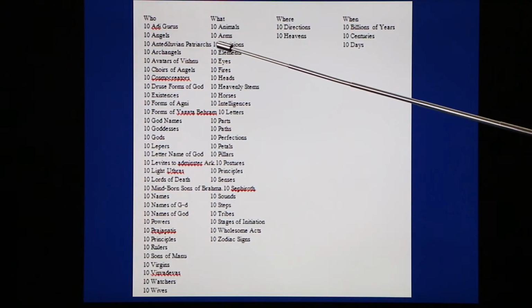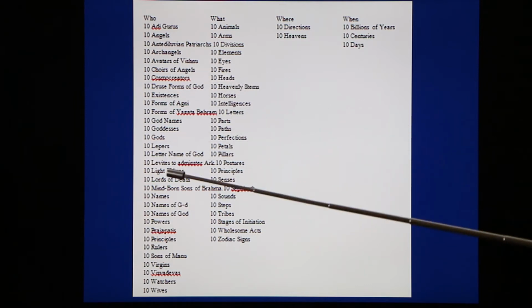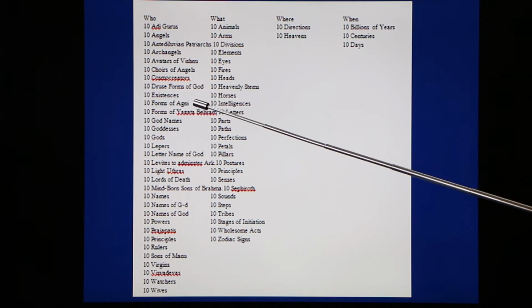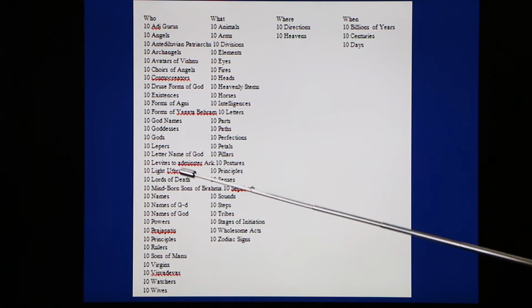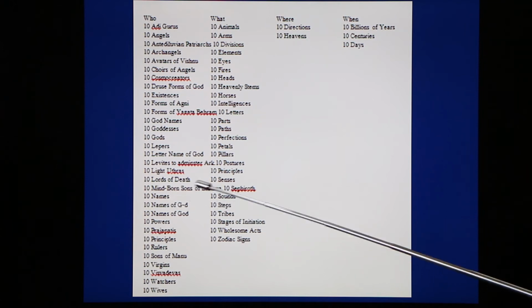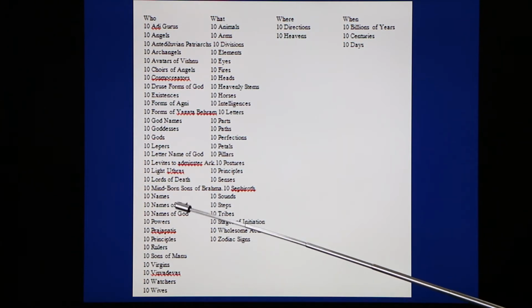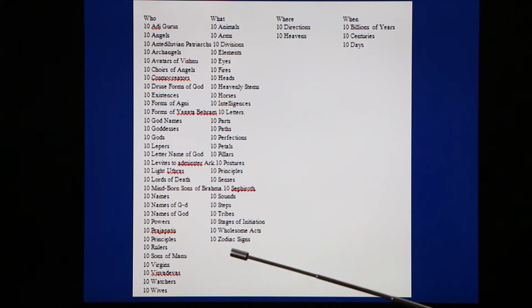So again, we have 10 Adigurus, 10 angels, 10 antediluvian patriarchs, 10 archangels, 10 avatars of Vishnu, 10 choirs of angels, 10 cosmo-creators, 10 Druze forms of God, 10 existences, 10 forms of Agni, 10 forms of the Yazata Beram, 10 god names, 10 goddesses, 10 gods, 10 lepers, 10 letter name of God, 10 light Yuthras, 10 lords of death, 10 mind-born sons of Brahma, 10 names of God, 10 names of G-D, God when you're not allowed to say the name. 10 powers, Prajapatis, principles, rulers, sons of Manu, virgins, Visvadevas, watchers, wives.